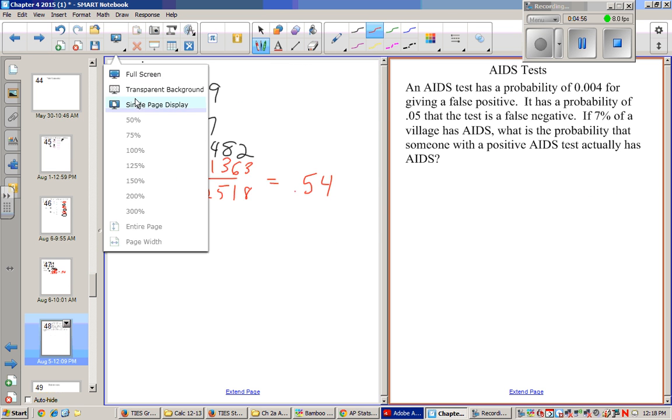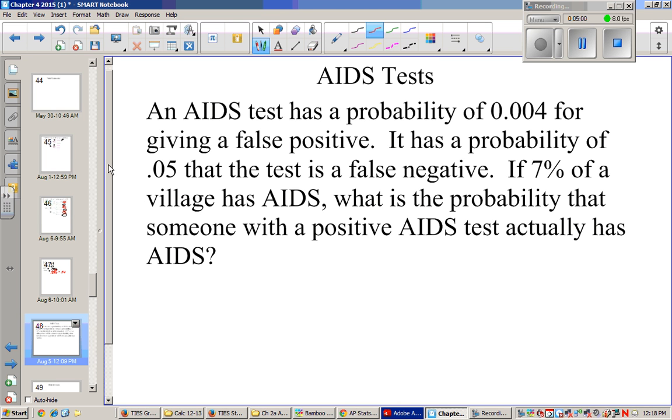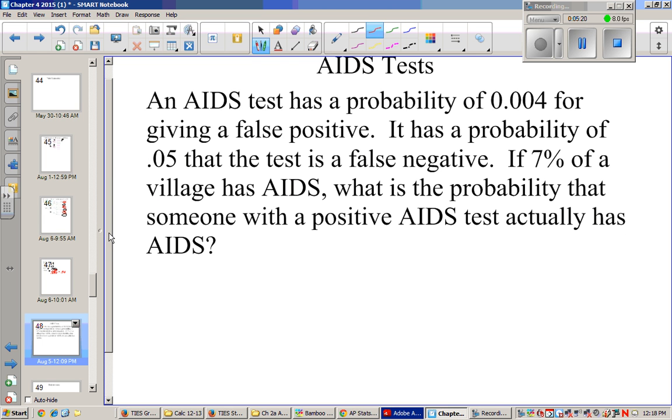All right, now we're going to get to an AIDS problem. An AIDS test has a probability of 0.004 for giving a false positive. It also has the probability of 0.05 that the test is a false negative. If 7% of the village has AIDS, what is the probability that somebody with a positive AIDS test actually has AIDS? It's a very good question.